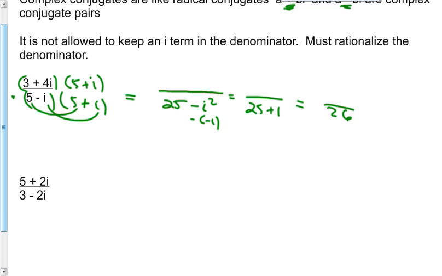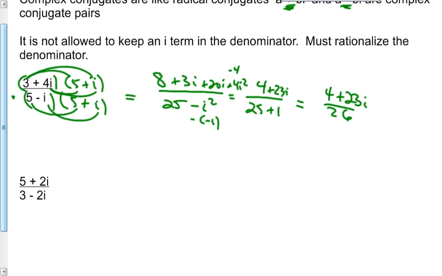Now on the top, we can do the complete FOIL. 3 times 5, 3 times i, 4i times 5, 4i times i, that's 4i squared. i squared is worth negative 1, that means this is negative 4. So we have 8 subtract 4 is 4. 3i plus 20i is 23i. So we should have 4 plus 23i over 26.